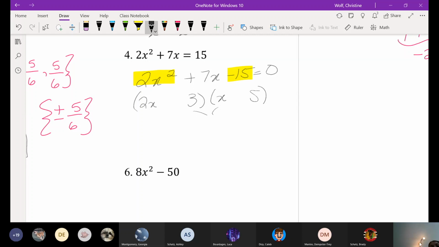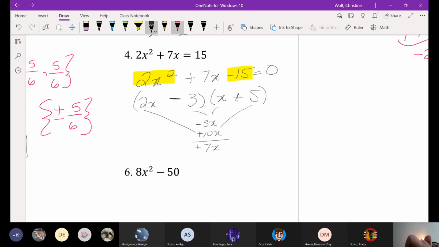Je vérifie. 3 fois x, c'est 3x. 2 fois 5, c'est 10x. Est-ce que je peux recevoir une 7x? Yes, I can. Si je fais négative 3 plus 10, that would give me positive 7. So, je veux négative 3 et positive 10.